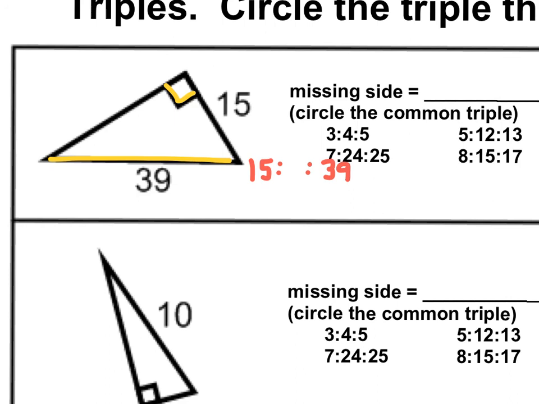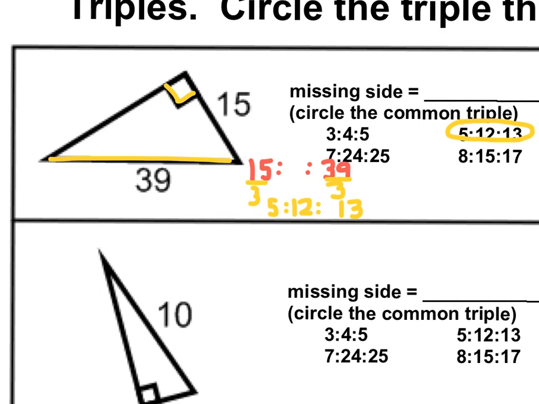Now, ask yourself about these numbers. What do they have in common? 15 and 39 are both divisible by 3. So if I divided by 3, then I would have a 5, a blank, and a 13. Is there a triple that matches that? Well, here it is. 5, 12, 13.